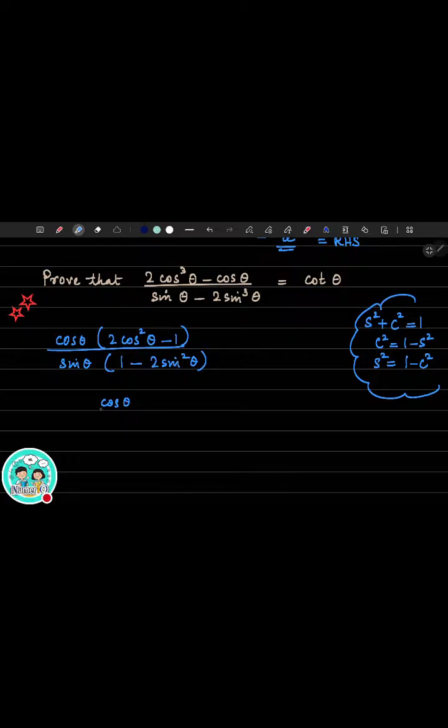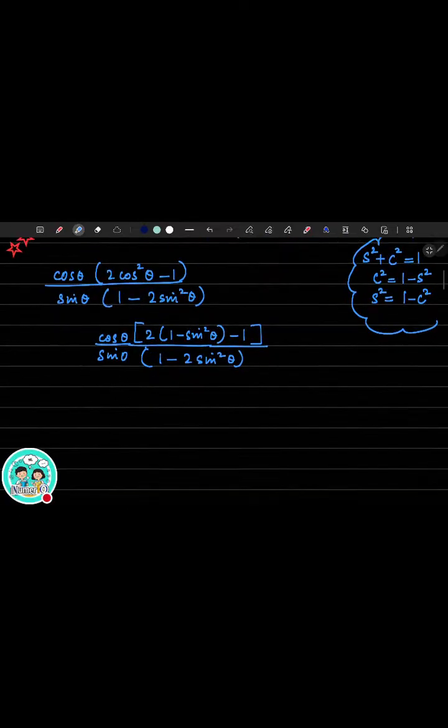we can write cos theta by sin theta, which we don't change, multiplied by a square bracket, 2 into cos square, I will write it as 1 minus sin square theta, minus 1, whole divided by sin theta multiplied by 1 minus 2 sin square theta. So now solve it. In the numerator you have cos theta, 2 into 1, 2 minus 2 sin square theta minus 1, bracket close, just a normal multiplication. Sin theta multiplied by 1 minus 2 sin square theta.